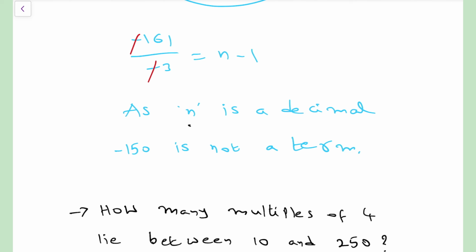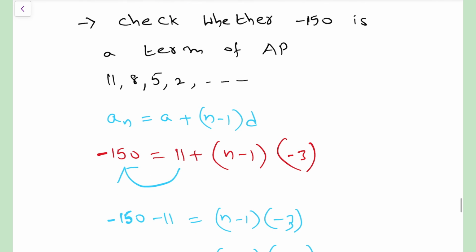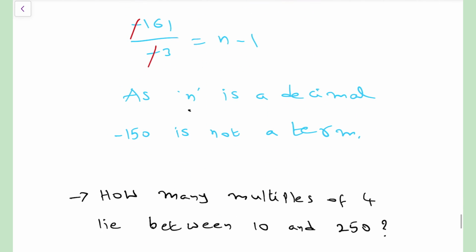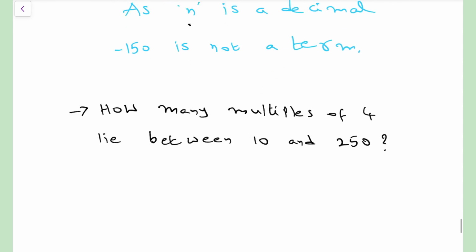Why it is not a term: we are speaking like first term, second term, third term, fourth term, 10th term, 1000th term, 77th term, 23rd, like this only. All natural numbers only we are speaking, but we are not speaking like 1.3rd term, 1.5th term, 1.2th term, 5.3rd term, like that we are not speaking. So always the number of terms will be in terms of natural numbers only. In this case we got n value as a decimal, right? A decimal is not at all a natural number. So that's the reason minus 150 won't be there in that progression.